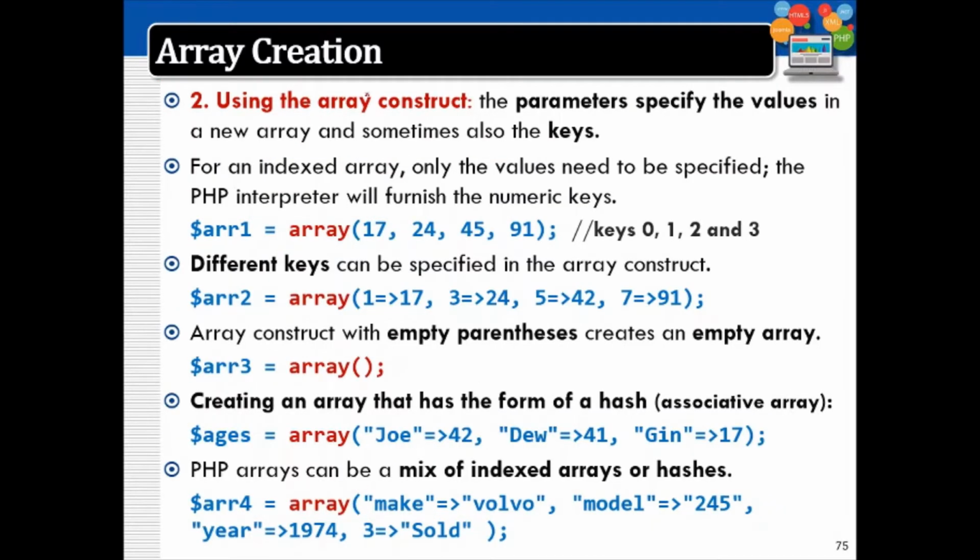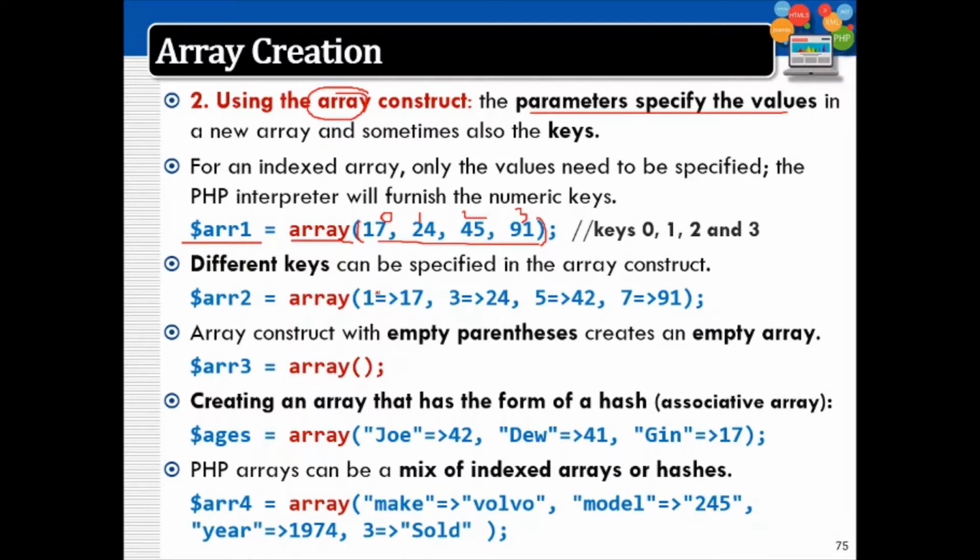The second method is using the array construct or array function. As parameters of the array function, we will be specifying the values, or the keys as well as the values. These are different examples. First one, ARR1 equal to, use the array construct within simple brackets. You have to give the values. So this will have keys 0, 1, 2, 3, etc.